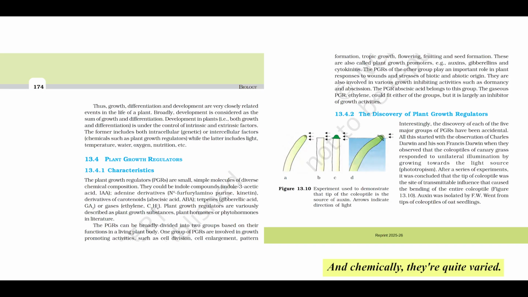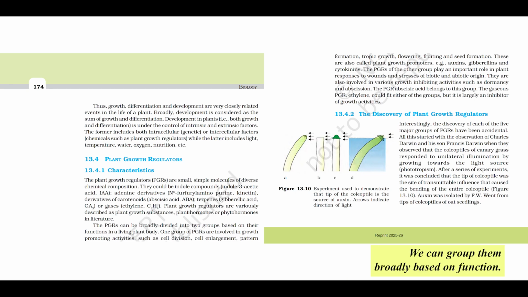Essentially, yes. And chemically, they're quite varied. We have indole compounds like IAA, indole-3-acetic acid, adenine derivatives like kinetin, then derivatives of carotenoids like ABA, abscisic acid, terpenes like GA3, gibberellic acid, and even a gas, ethylene, C2H4. Such different chemicals doing similar jobs. Similar types of jobs regulating growth, but with very specific effects due to their different structures.